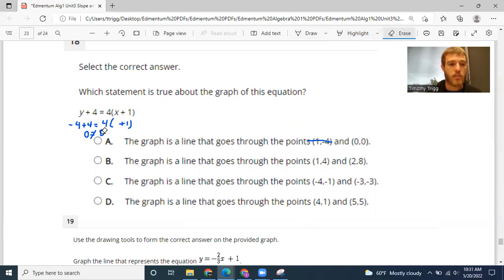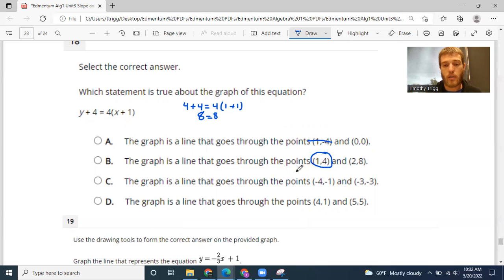Let me go ahead and try the next answer choice. And I'm going to replace the x and y with 1 and 4. So replace the y with 4, the x with 1. So this will be 4 plus 4 equals 4, parentheses 1 plus 1. So this is 8, 4 plus 4 equals, and this is 4 times 2, that's also 8. So this point works, and I think this point's going to work as well.